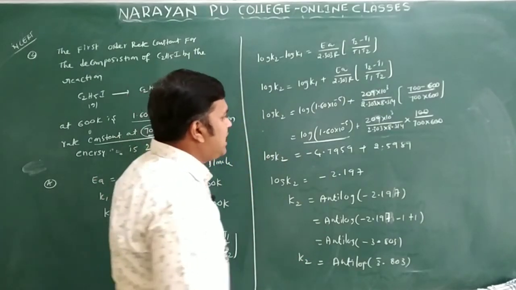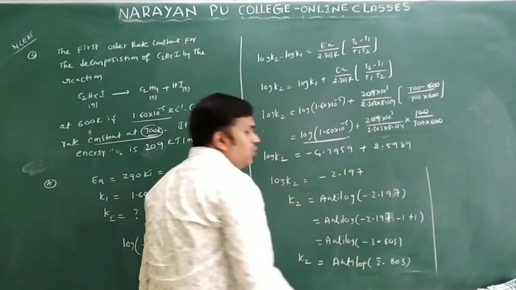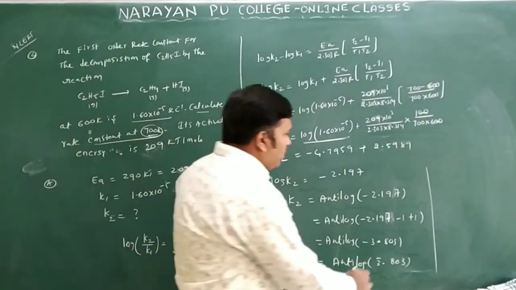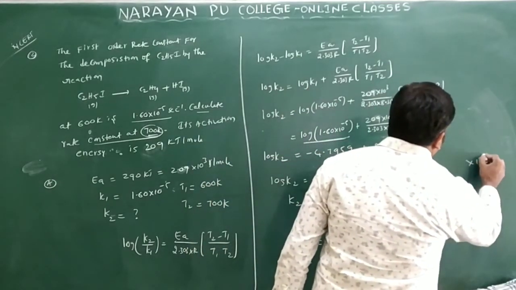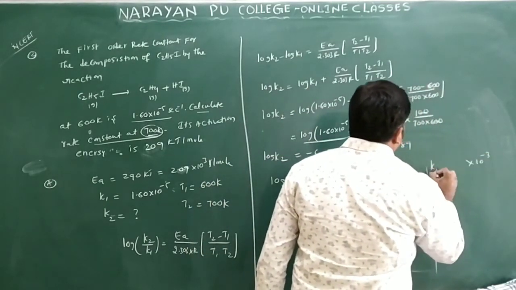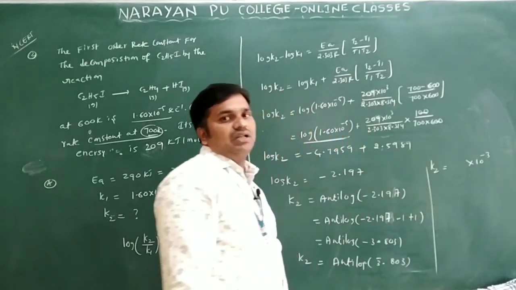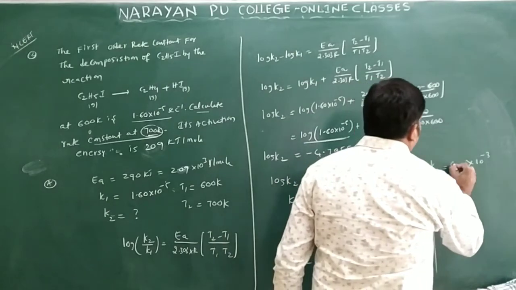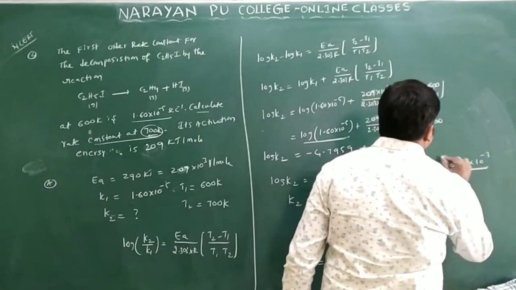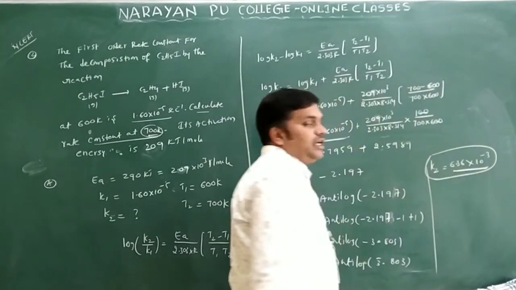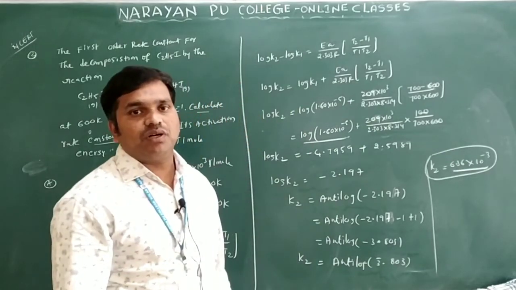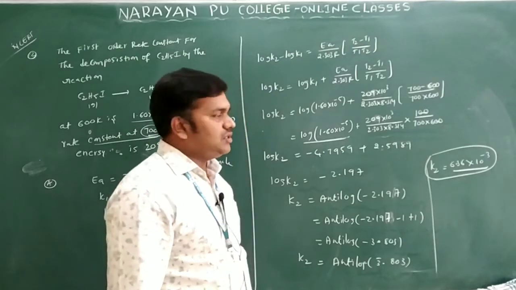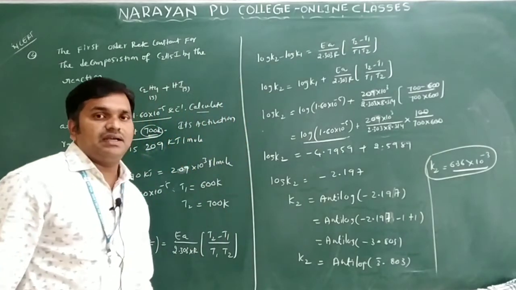If you want to see the anti-log value, how can you see it here? You see 0.803, and the bar 3 you will write in the form of 10 power minus 3. The 0.803 value gives 636, so you write 6.36 into 10 power minus 3. So this is the calculation of the K value. Clear? This is regarding the second NCERT question.